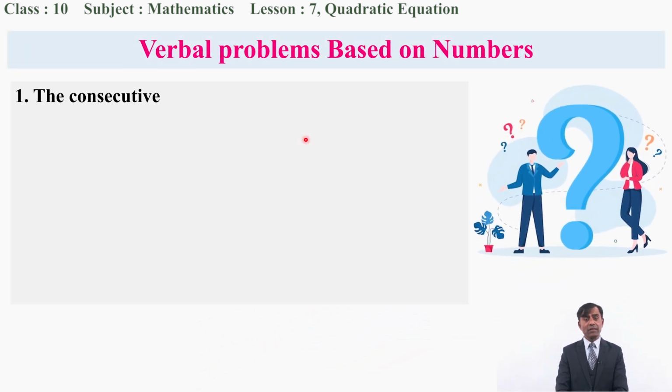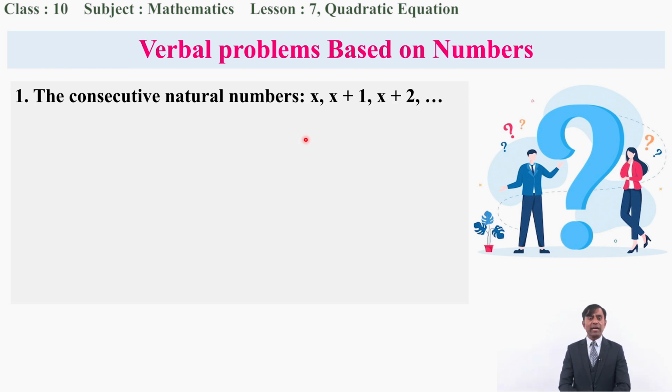First one is consecutive natural numbers. Do you know the meaning of consecutive numbers? Consecutive means regular, one after another, continuous numbers. So consecutive natural numbers. Do you know what the natural numbers are? 1, 2, 3, 4, 5, and so on. They are natural numbers. Consecutive means one after another.